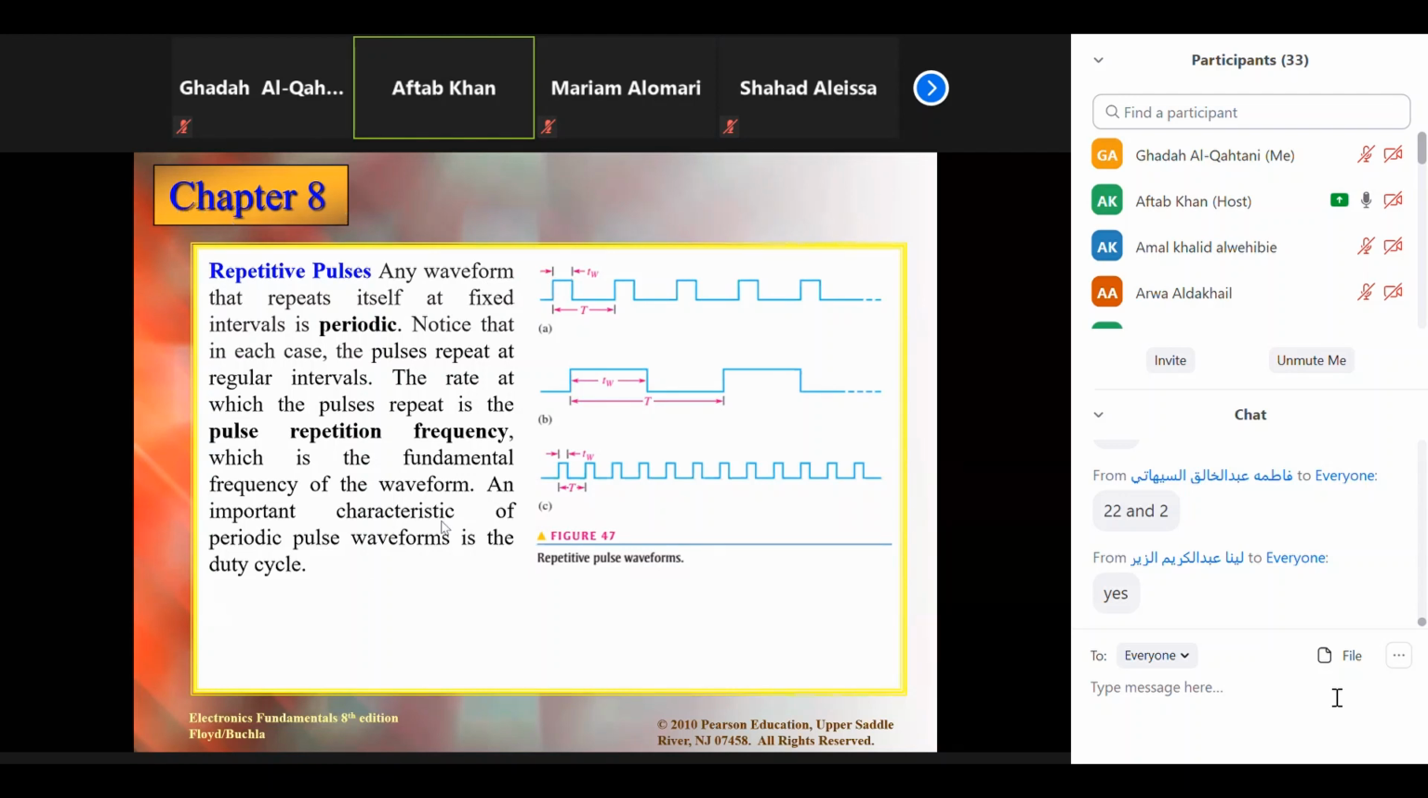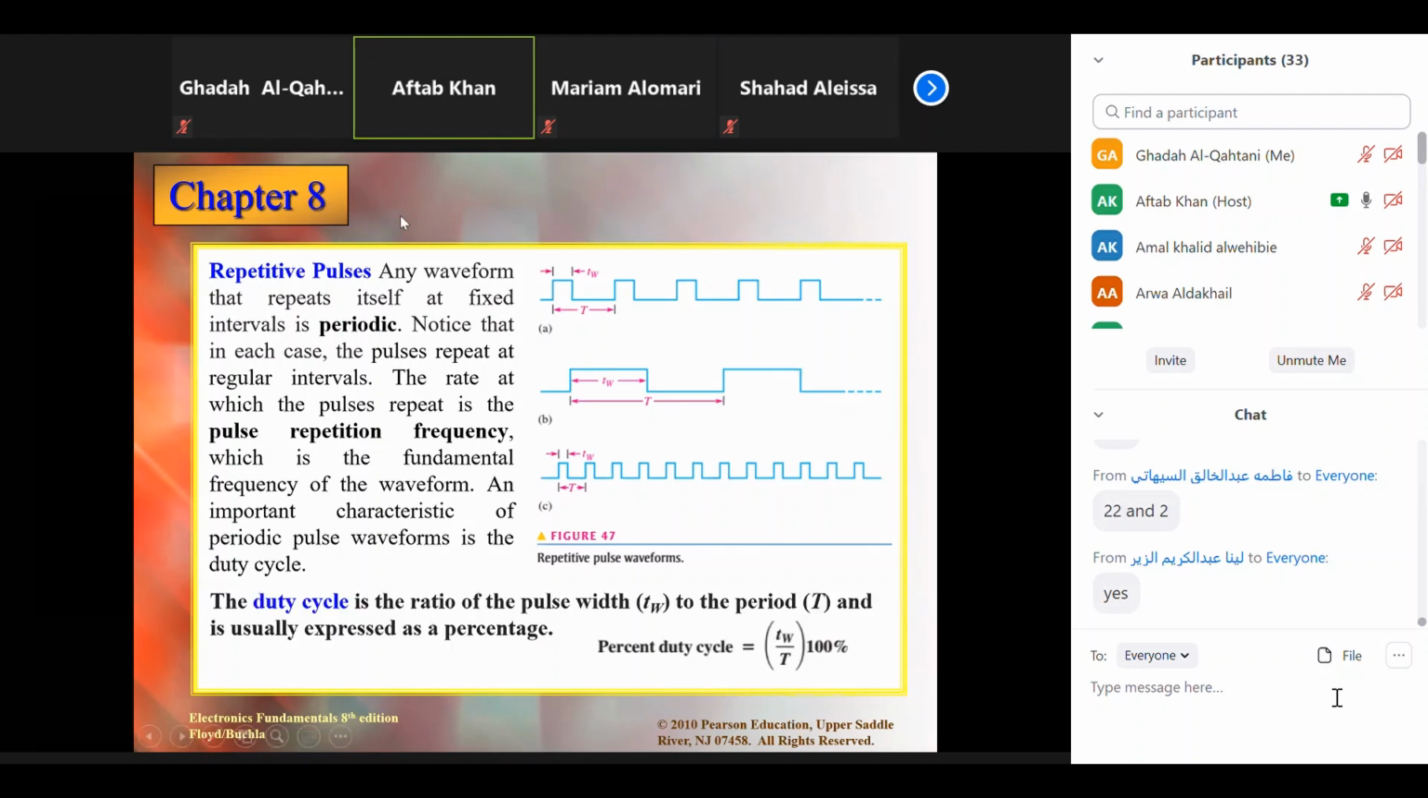Now, an important characteristic of the periodic pulse is the duty cycle. So what is a duty cycle? You will see now. Duty cycle is basically the ratio of pulse width, TW, to the period, T, and it is usually expressed as a percentage. So duty cycle is equal to TW over T, multiplied by 100%. If TW and T are given, you can find the duty cycle for the given waveform. So let's see an example.